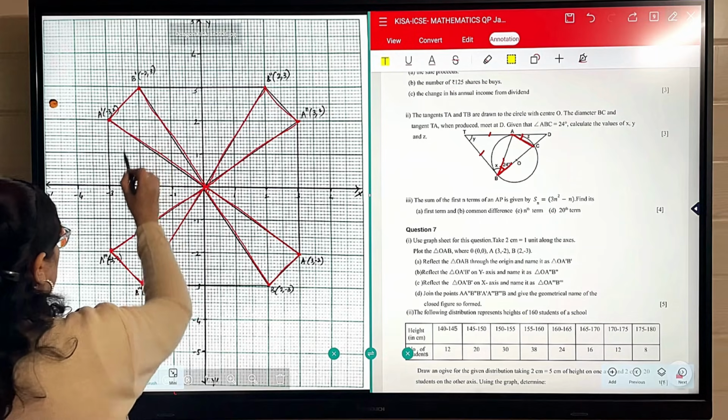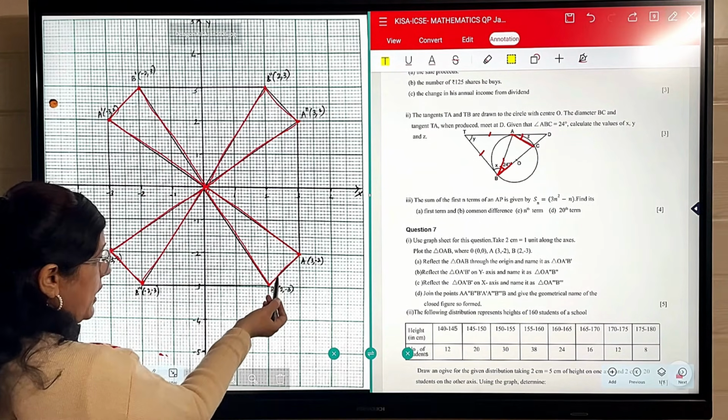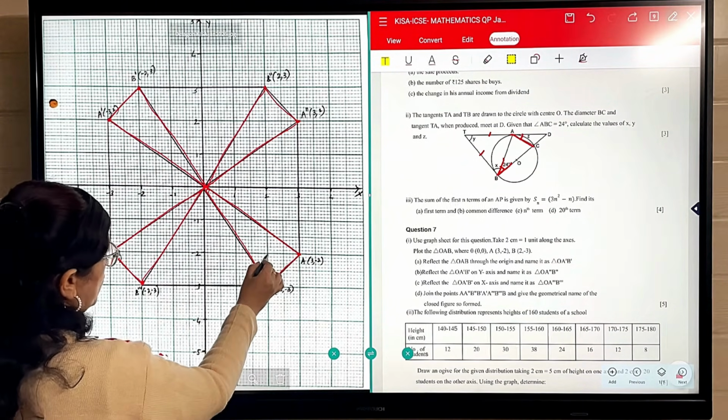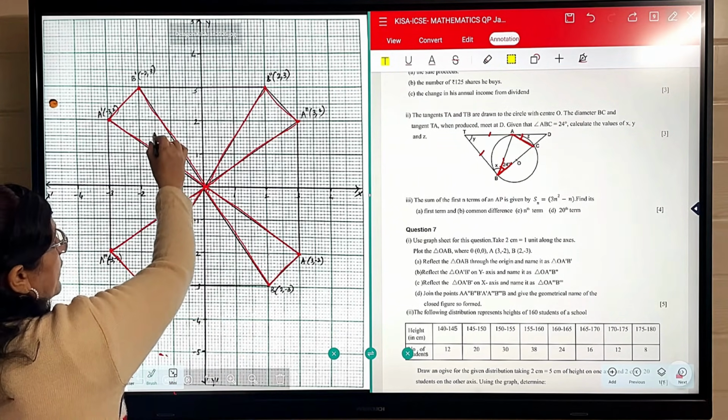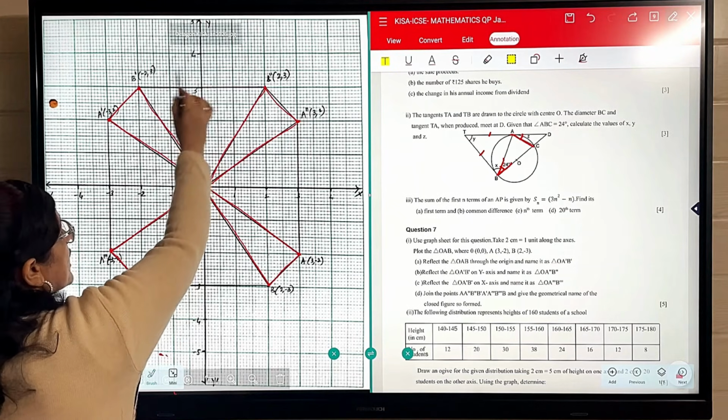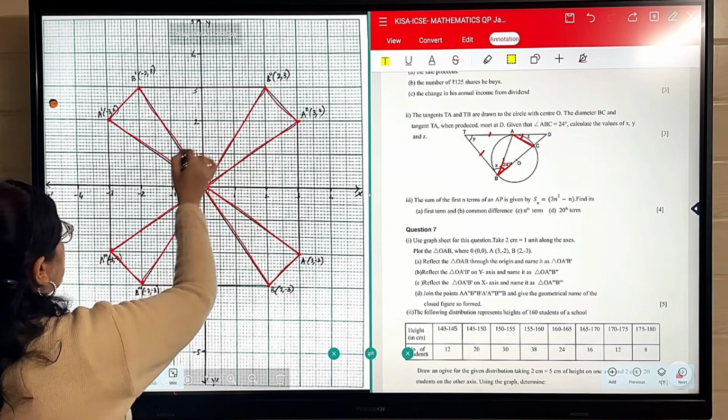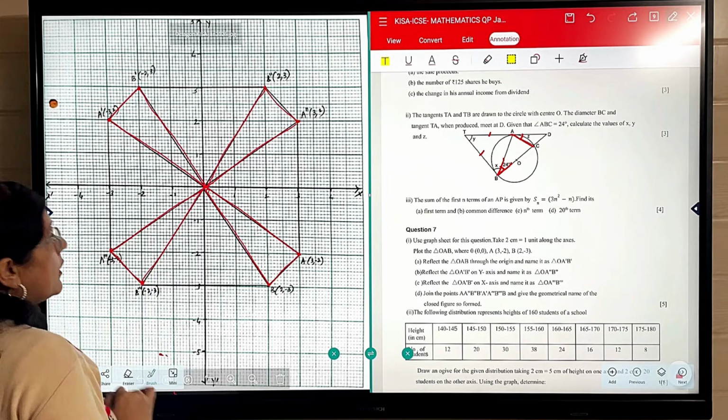This is first, second, third quadrant and fourth quadrant. Initially our triangle was lying in the fourth quadrant. Then after reflection through origin, it will shift to second quadrant. Then after y-axis, it will shift to first quadrant, and after x-axis, it will shift to the third quadrant.